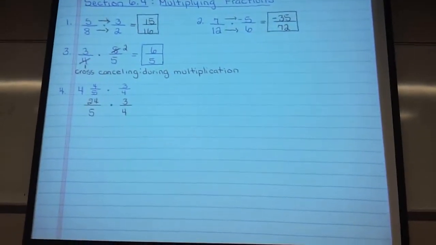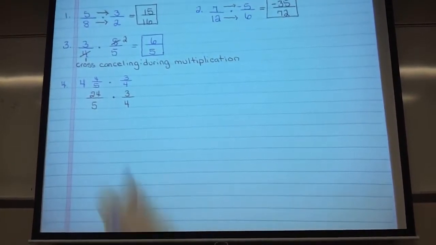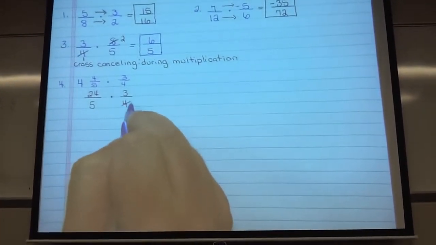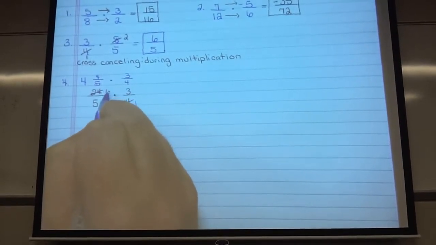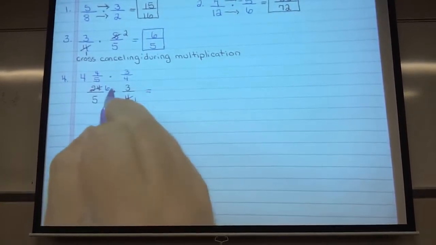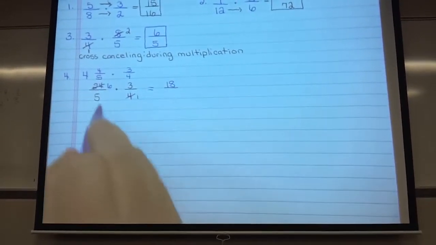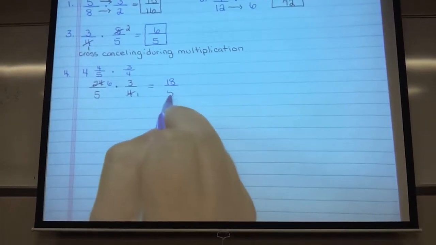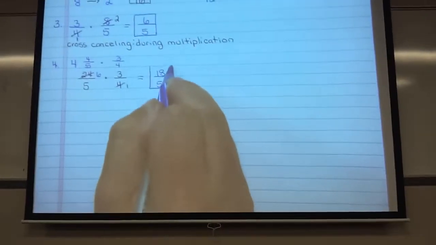Do you see anything that you could cross cancel? Yes. The 4 and the 24. I know 4 goes into 4 once, and 4 goes into 24 6 times. So when I multiply straight across, I've got 6 times 3 is 18, over 5 times 1 is 5. Again, nothing in common. You can leave it as an improper fraction.